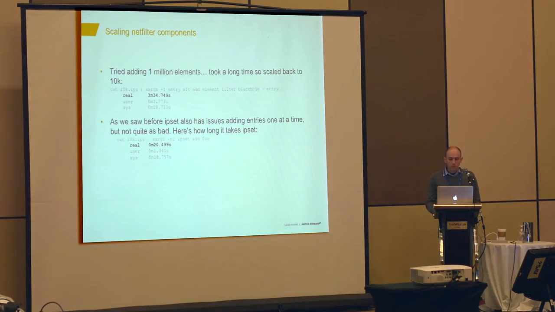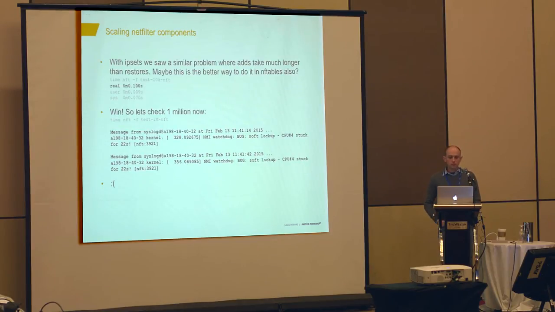So we took the current net-next and tried adding a million entries to an NFT set. This is a type IPv4 address set. And it took a really long time. So I decided to scale it back to 10,000 entries, and I got around three and a half minutes. With ipset, I can do 10,000 entries in about 20 seconds, which still isn't really usable for us, but it gives you a data point there.